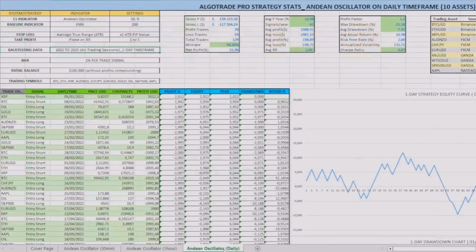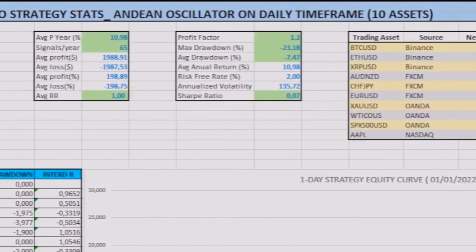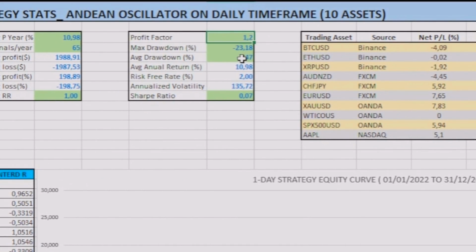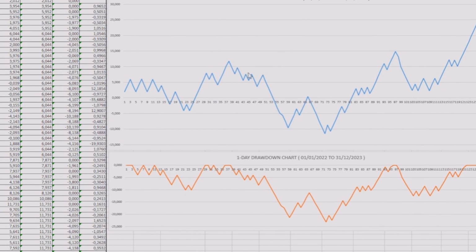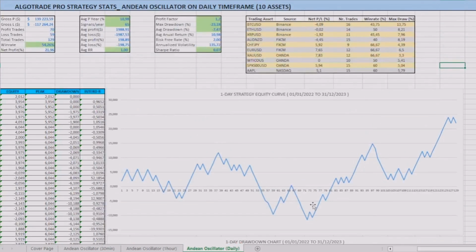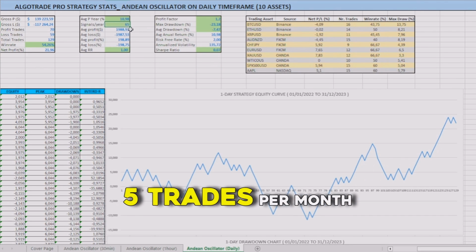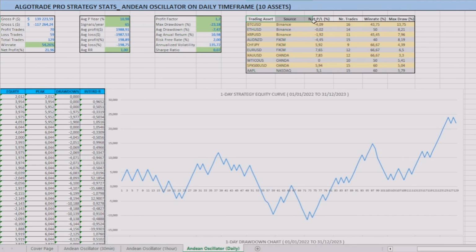And finally, on the daily time frame, after 129 trades, the indicator achieved a win rate of about 54% and a total net profit of 22%, with a profit factor of 1.2 and an average drawdown of about 7%. The strategy in this time frame got an equity curve a little bit flatter, with a max drawdown of 23%. But nevertheless, it was also profitable and very passive, with an average of 5 trades per month. Here you can check the individual results of each asset in this time frame.